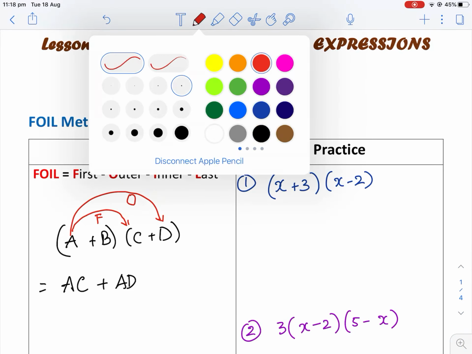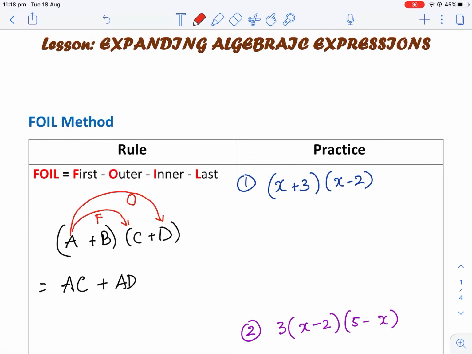And then next one is inner. So multiply the two inner terms of the two brackets, which is BC. So I'll write here I. And then last is to multiply the last two terms of the two brackets. So the last term of the first bracket is B, and the last term of the second bracket is D. So we're going to multiply them, L. So finally we have plus BC and BD.